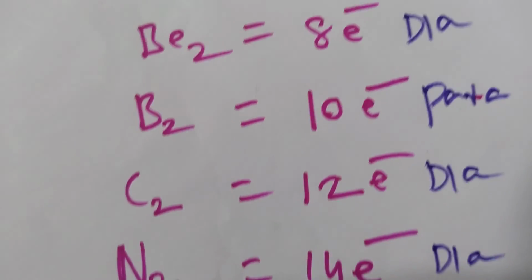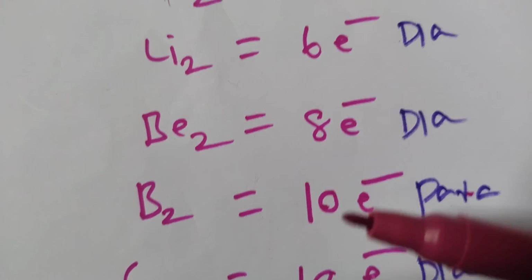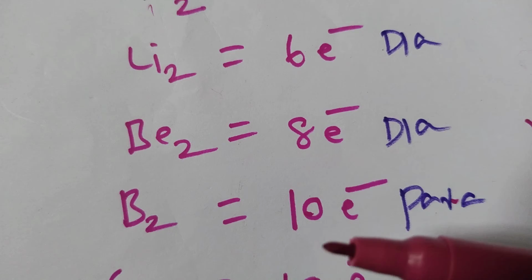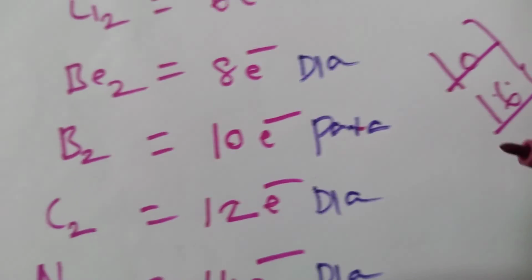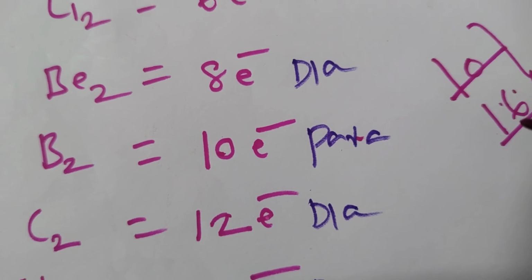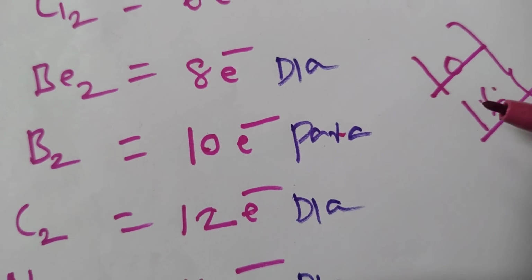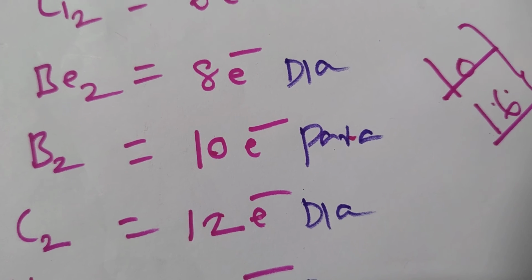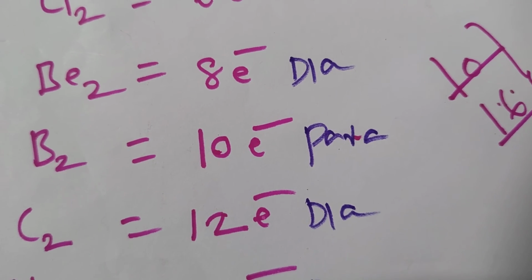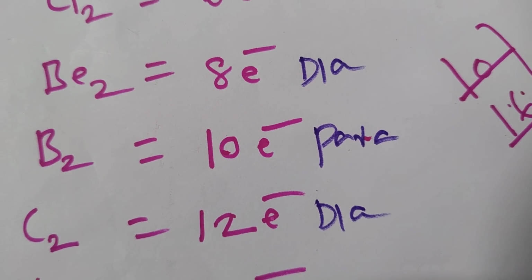Please note it, this is the only exception case here. B2, 10 electrons, even number, but this may be treated as paramagnetic. At the same time, O2, oxygen also 16 electrons, this is also an even number, but this may be treated as paramagnetic because of the presence of unpaired electrons in anti-bonding orbitals.